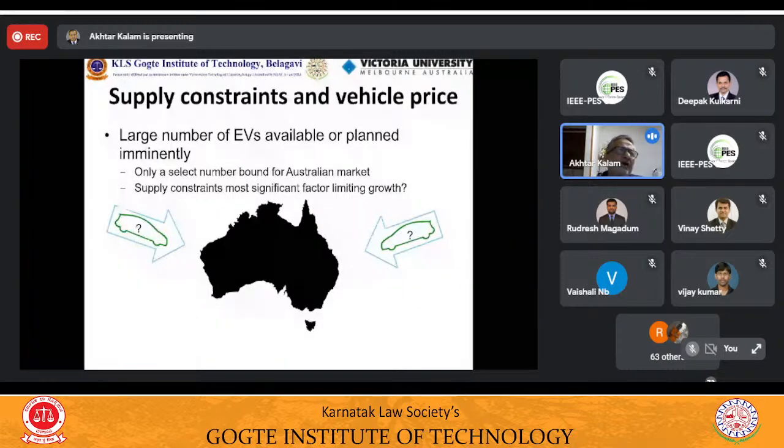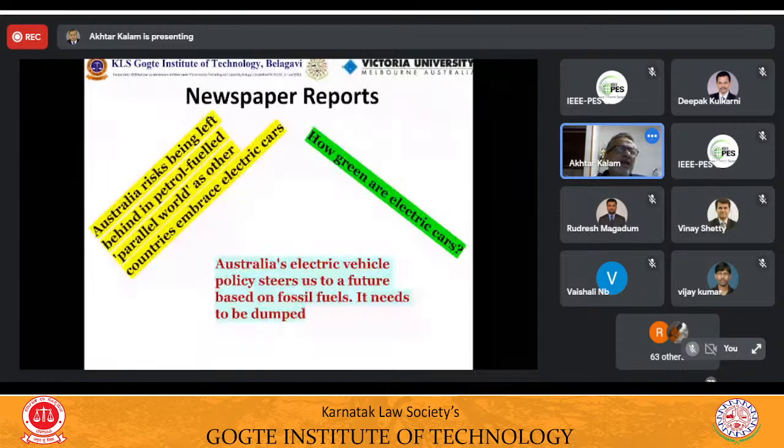Now look at newspapers. Newspapers are shouting. They are saying that Australia risks being left behind in a petrol-fueled parallel world as other countries embrace electric cars. Our newspapers are saying, how green are the electric cars? Our newspapers are saying, Australia's electric vehicle policy steers us to a future based on fossil fuel. It needs to be dumped.